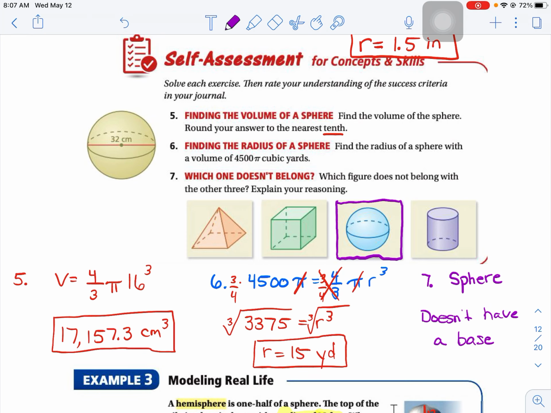Okay, again, that is not the only correct answer. You can come up with various answers for number 7, depending on what you saw.